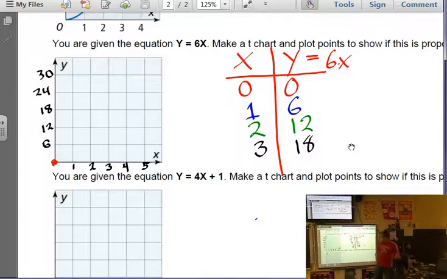So, hold up. Let's put these points on the graph. I've got my red point for 0, 0. By the way, notate that this is 0 for y and 0 for x. Make sure that you always notate that. So then my blue point. Go 1 on the x-axis, 6 on the y-axis, and put your point there. My green point, 2 and 12, put that point. My black point, 3 and 18, put that point. What do you notice about when I connect all these points? It's going to be a straight line, and it goes through the origin.